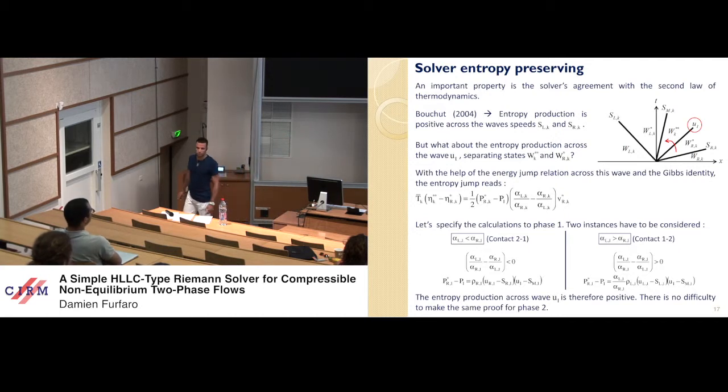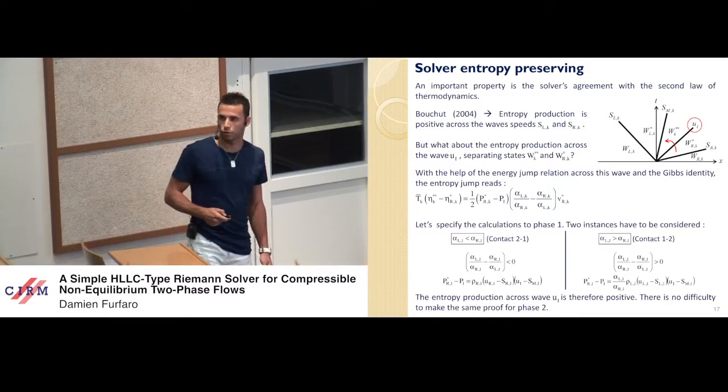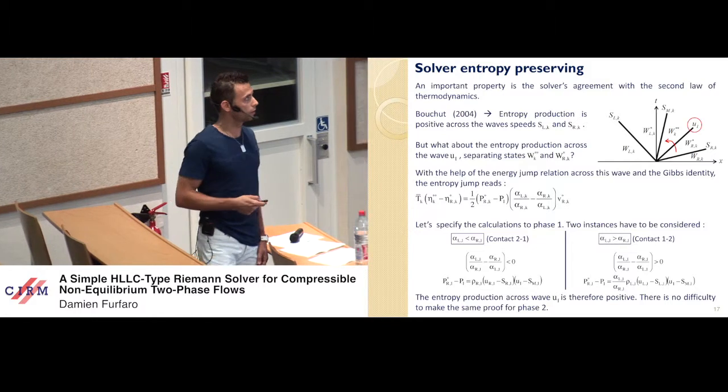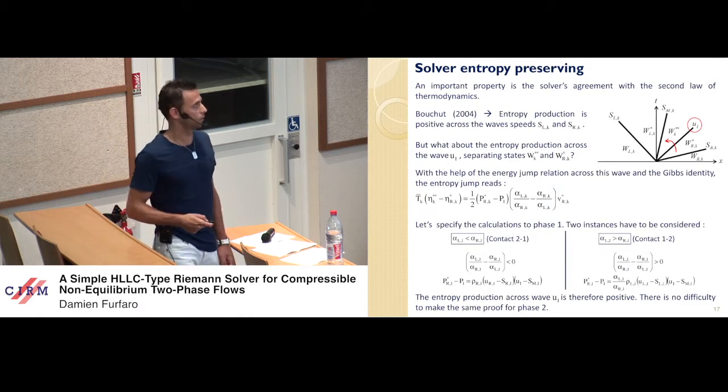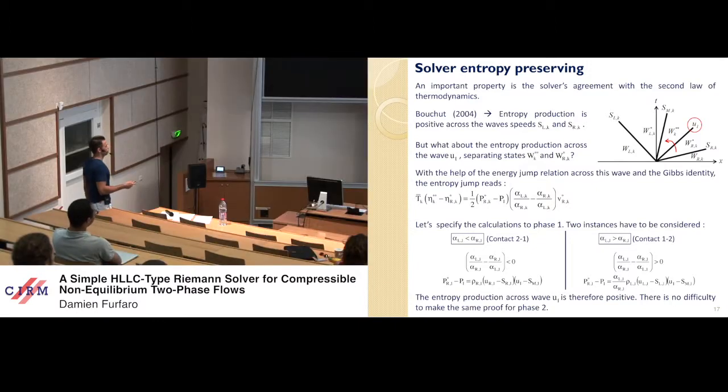An important property of this solver is the solver's agreement with the second law of thermodynamics. Bouchut's results in 2004 showed that it is possible to show the entropy production across the wave speeds SLK and SRK is positive. But what about the entropy production across the wave UI, separating states WK double star and WK star?